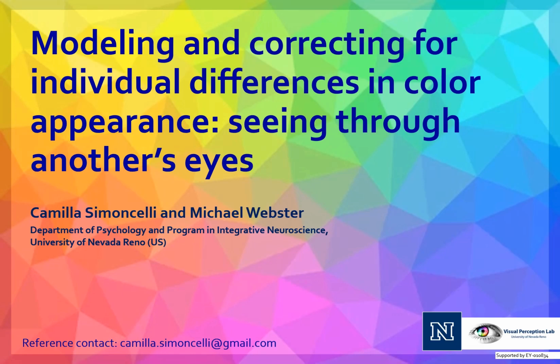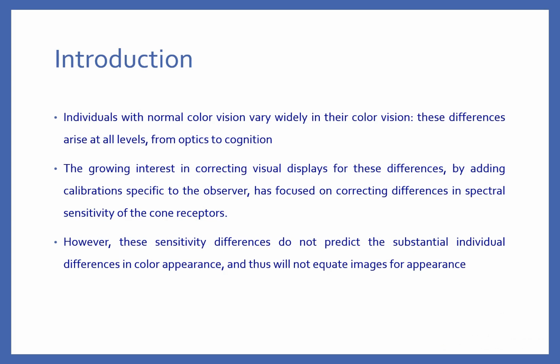In this presentation, I show you a new model for correcting images for individual differences in color appearance. The way in which we experience colors depends on different factors, from optics to cognition. This means that cone ratio, as well as environment, age, or lens pigment density can impact how people see colors differently.